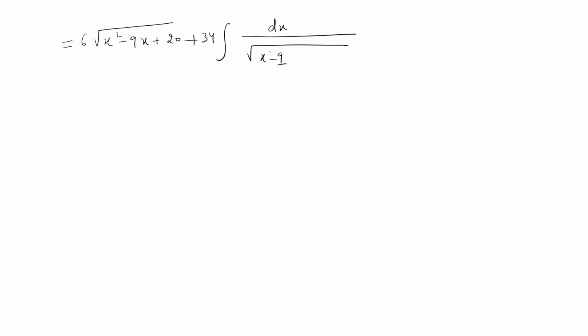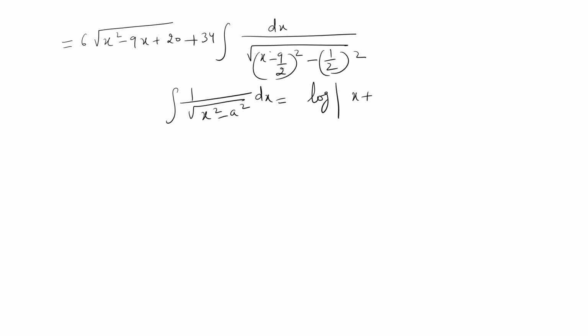So what do we get? We get the first integral as 6 times root of x square minus 9x plus 20, plus 34 times the integral of dx upon x minus 9 by 2 whole square minus 1 by 2 whole square. Now which formula will I be using? 1 upon root of x square minus a square is log mod x plus root of x square minus a square plus c. So this formula I'm going to use.